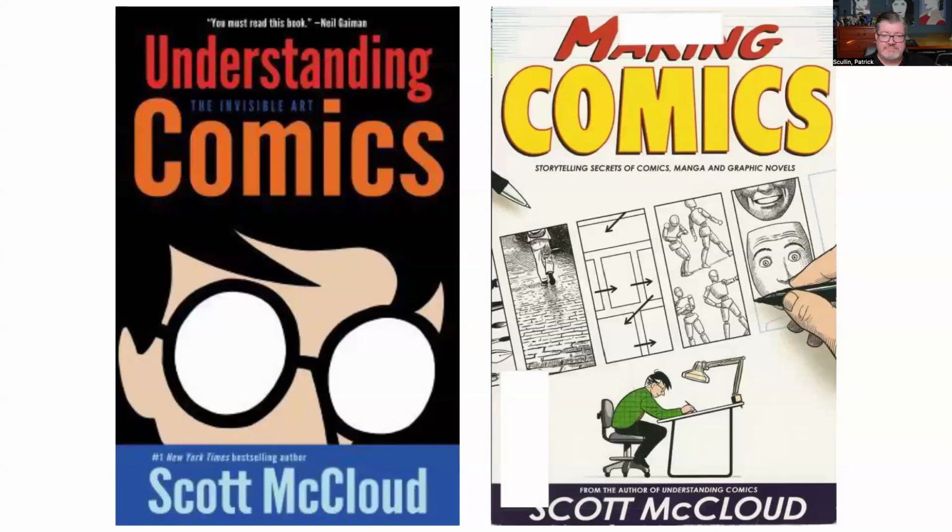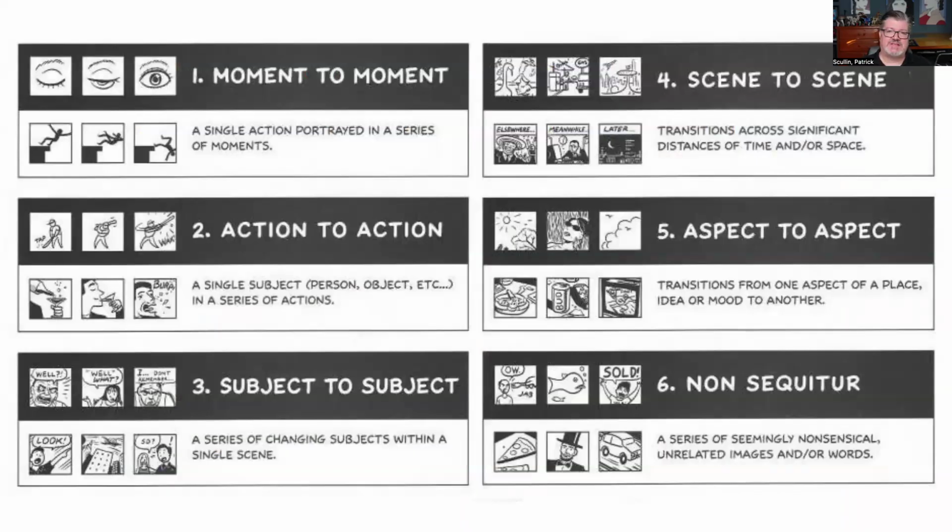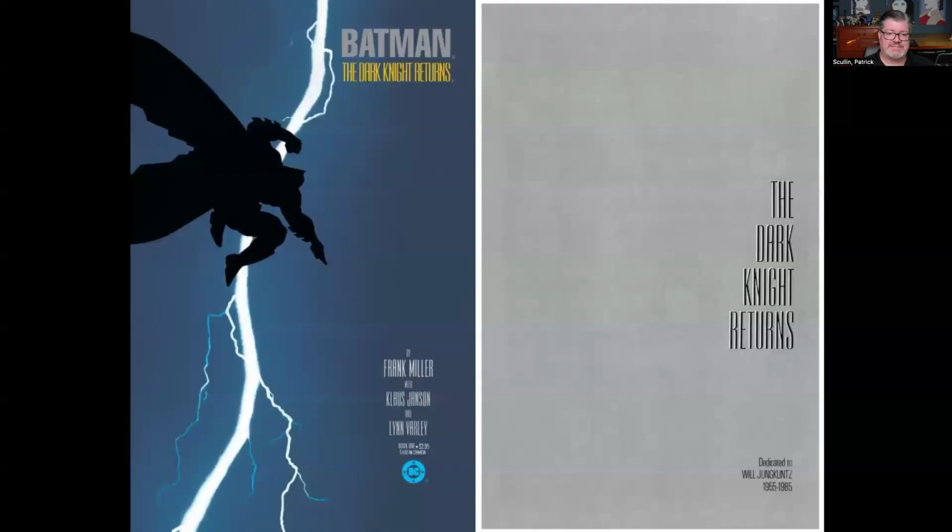So here you go. These are the books. Check them out. Here are the panel transitions that he identifies. First, moment to moment, action to action, subject to subject, scene to scene, aspect to aspect, and non sequitur. Say that 3 times fast. So let's break down what that really means.